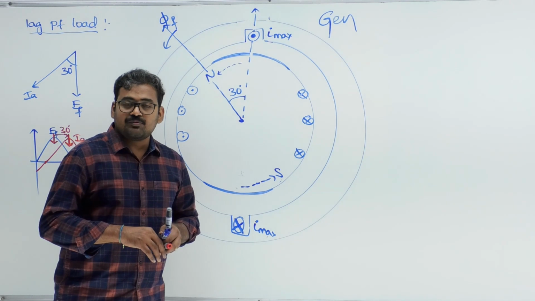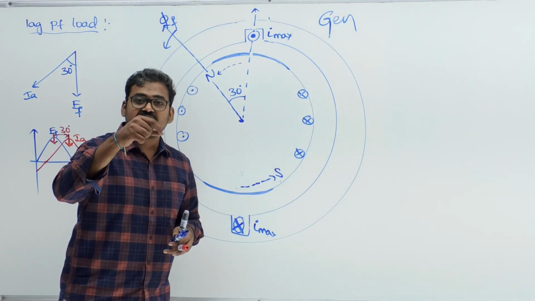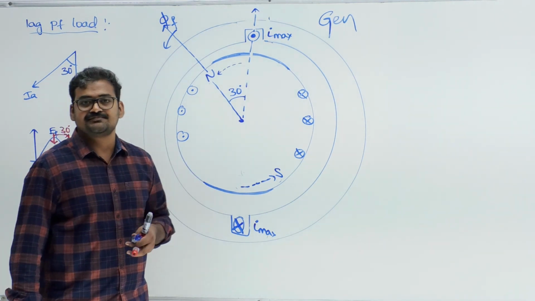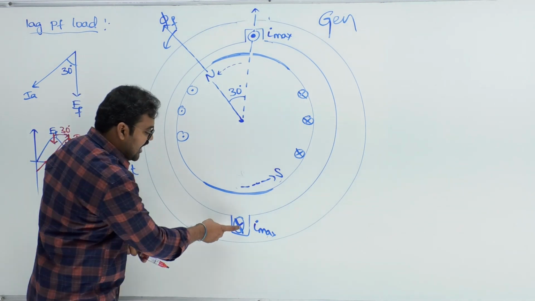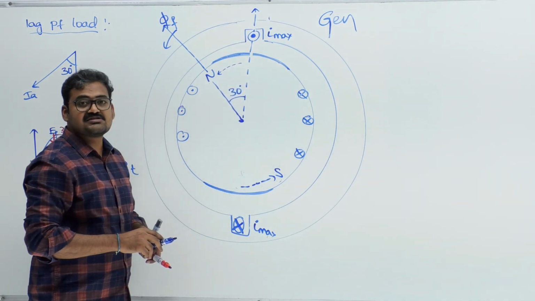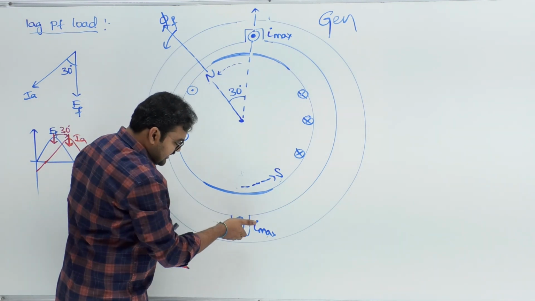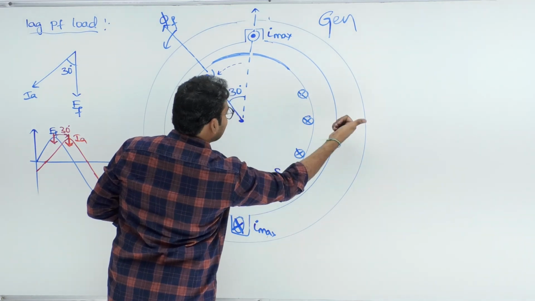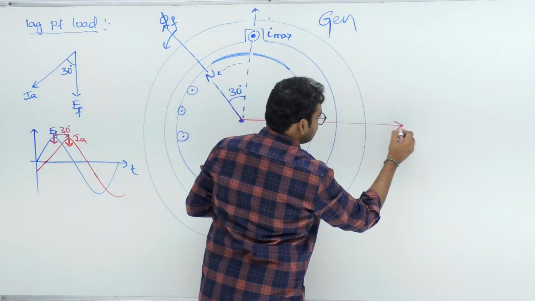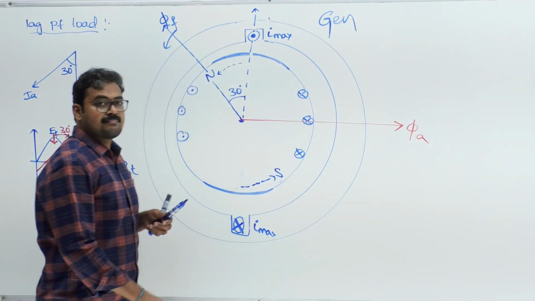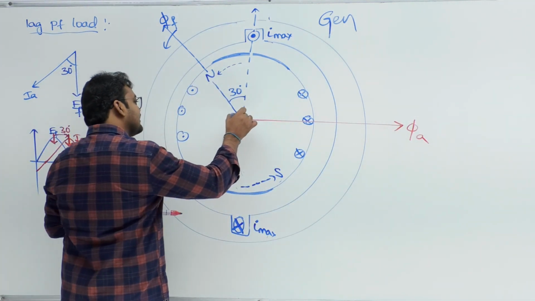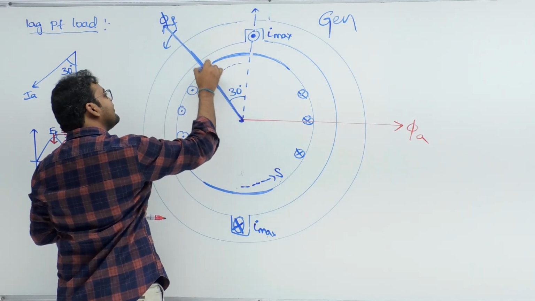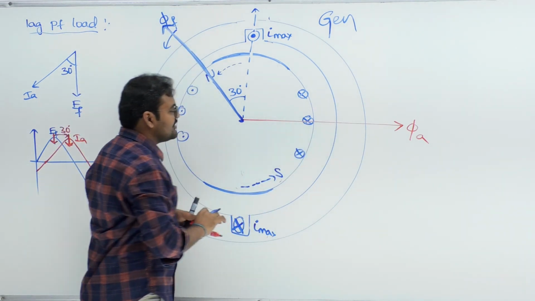When you know the current maximum position, now you can find out the direction of armature flux, because armature flux is developed by armature current. Use the right hand thumb rule. Armature current direction is available. Find out the direction of armature flux. You see, current is into the plane here, out of the plane here. Can I say this is the direction of armature flux? Yes. So this is the direction of armature flux. And what is this one? This is the direction of main field flux. This is the direction of main field flux. This is the direction of armature flux.